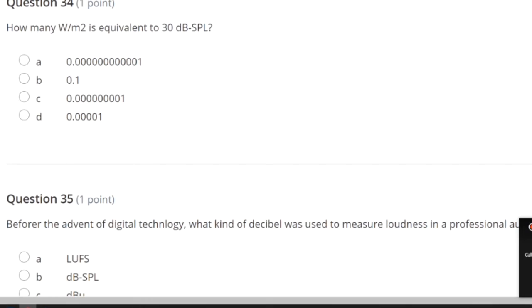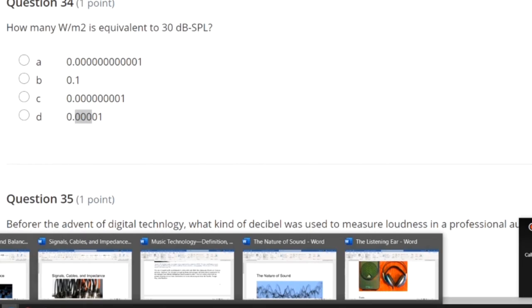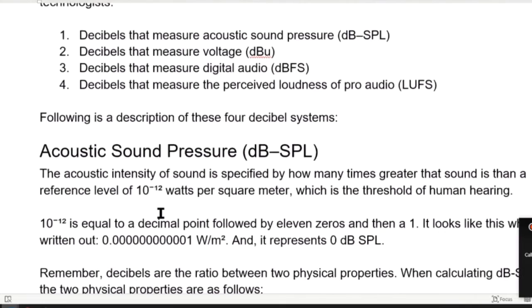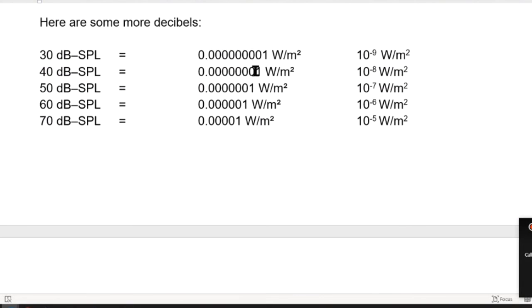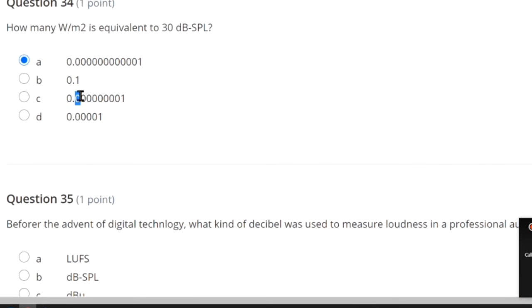Question 34. How many watts per square meter is equivalent to 30 dB SPL? I'm not going to read these all off again. A, a trillion zeros and a 1. B, 0.1. C, fewer zeros and a 1. Or D, 4 zeros and a 1. All right, let's take a look at that. 30 dB SPL. I have the chart and the lecture that deals with it. 10 to the negative 9th watt per square meter. 1, 2, 3, 4, 5, 6, 7, 8 zeros and a 1. Answer is C.